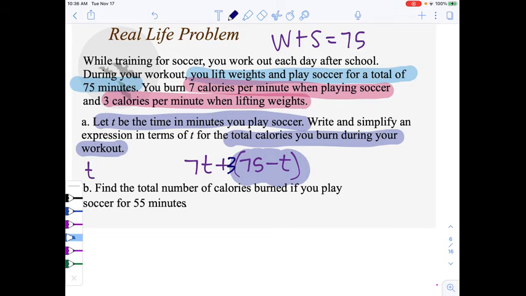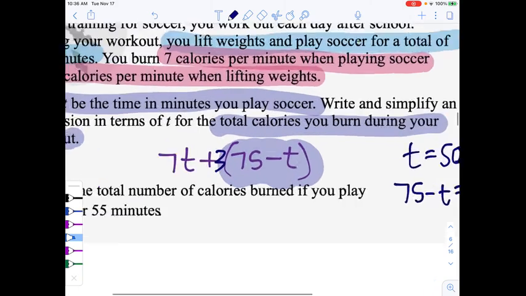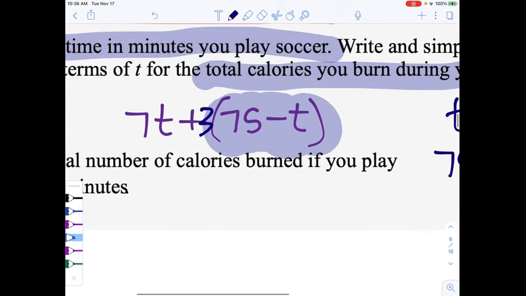So thinking about this, and I know it's a lot to wrap your mind around, T is the time for soccer, if I can spell. And then 75 minus T is the time left for weights. You know how much time I have left for weights? 0. Okay, now I'm going to distribute.